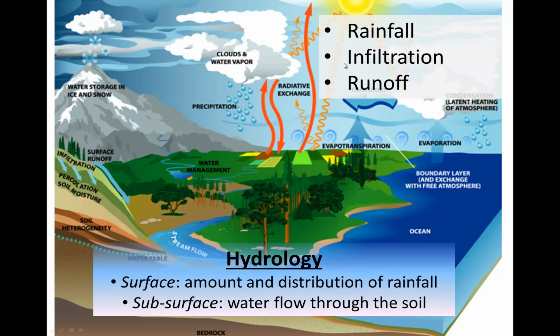Infiltration, how quickly water gets into the soil, depends on the vegetative cover, the land use of an area. For example, whether soil is paved with asphalt or concrete versus if it has grass on it, obviously it's going to have a huge impact on how much water infiltrates, and therefore will have an impact on how much runoff occurs.